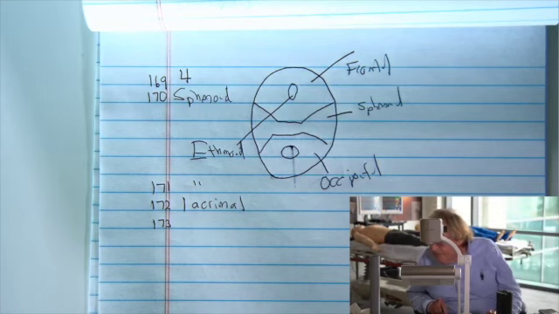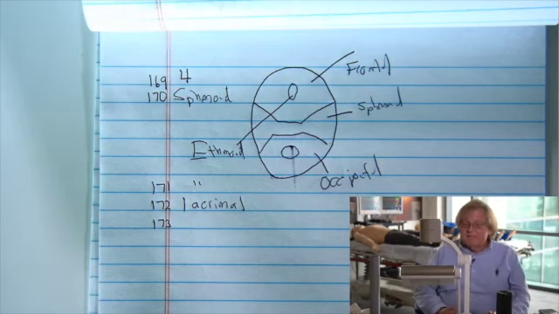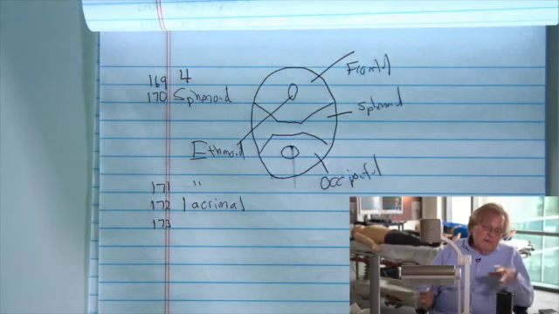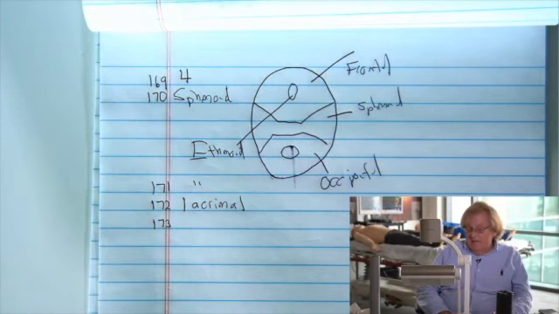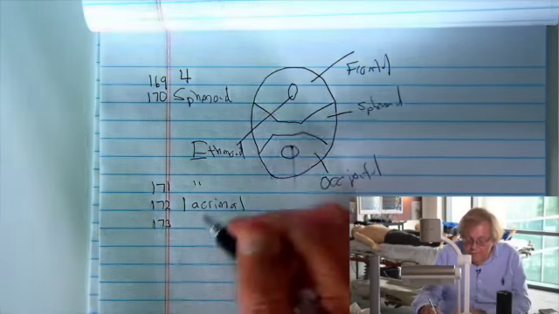173 says open spaces into concentric rings. Again, we're talking about the microscopic anatomy that I started out with on this lecture. Those are going to be the lacunae.